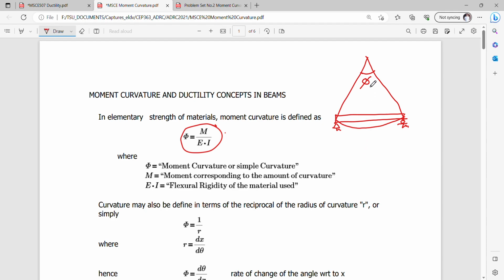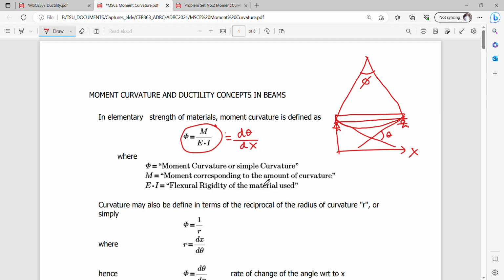So this is now equivalent also mathematically as the rate of change of the angle theta with respect to x, where the angle theta is the angle subtended by the tangential lines coming from these two points A and B. So if we take the rate of change of this angle defined by a differential x, where the x here is defined in terms of the distance from the left support to the right support, then curvature is also defined mathematically in this manner.